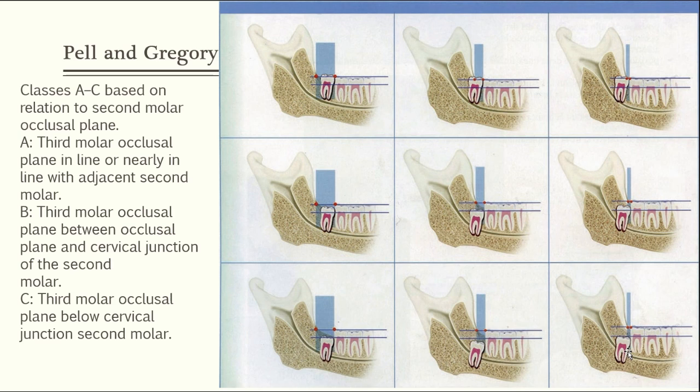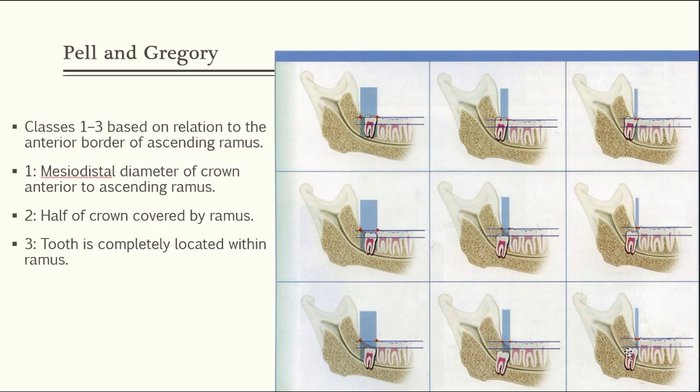Now that's one part of the classification. The second part of the classification is class 1 to 3. In class 1, both cusps are out of the bone, and the mesiodistal diameter of the crown is anterior to the ascending ramus. In class 2, half of the crown is covered with bone, and in class 3, all of it is covered with bone. Okay?